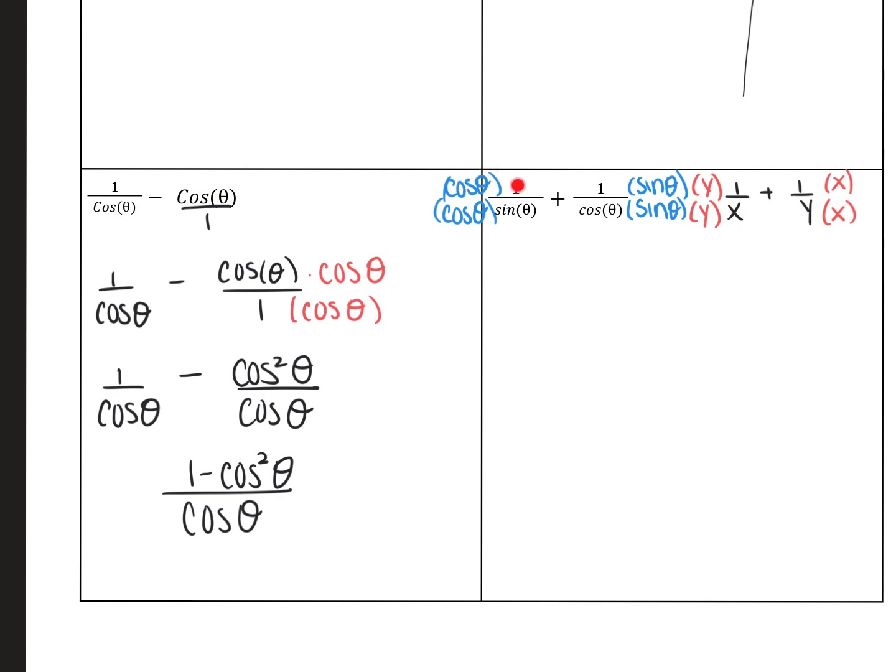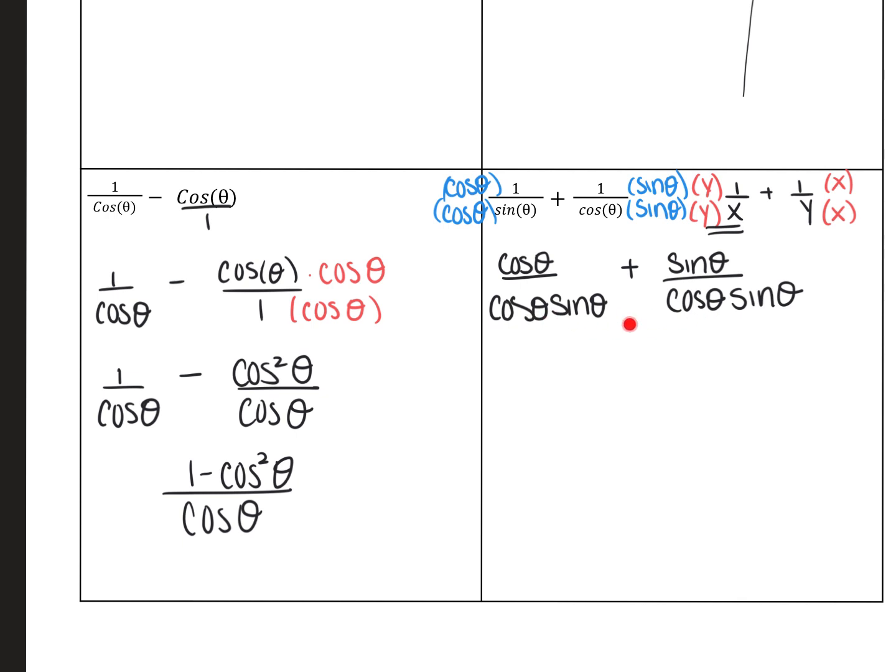So cosine of theta times 1 is cos. And the bottom, cosine theta times sine theta, is just cos theta times sine theta. Just like multiplying xy is just xy. Next, 1 times sine of theta is sine of theta. And then the bottom, cosine of theta times sine of theta, is just cosine of theta sine theta.